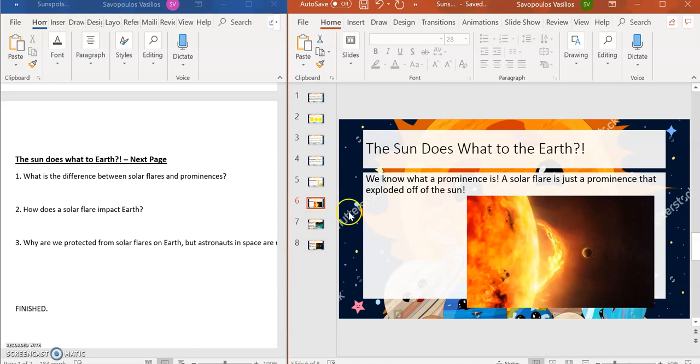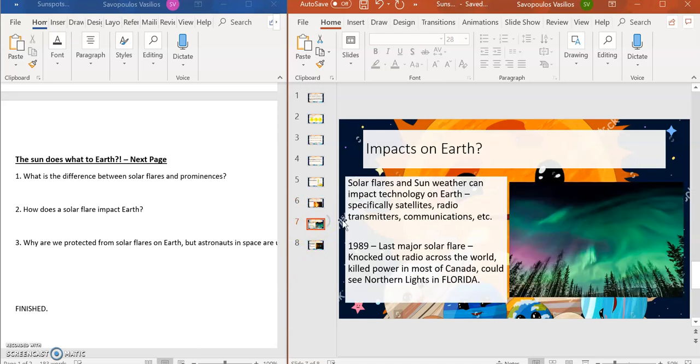Okay. So number 2, how does a solar flare impact the Earth? All right. Solar flares and sun weather, anything that comes from the sun, has really big impacts on technology, especially here on Earth. Specifically, we're talking about satellites, radio transmitters, communications, cell phones, the radio that you would hear, anything that the military uses to communicate with each other. Solar flares and sun weather have a big impact on that.